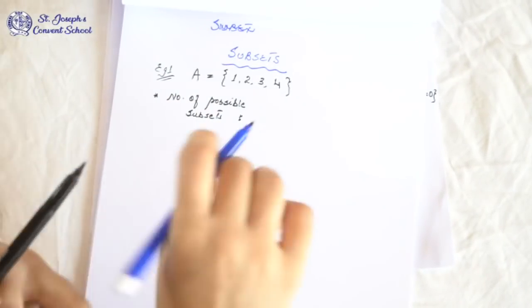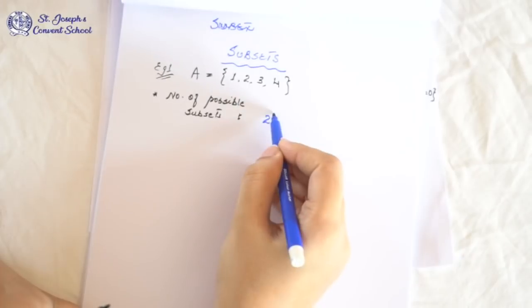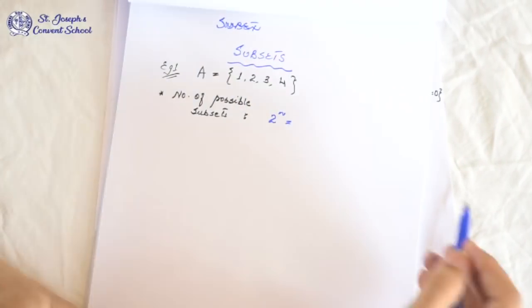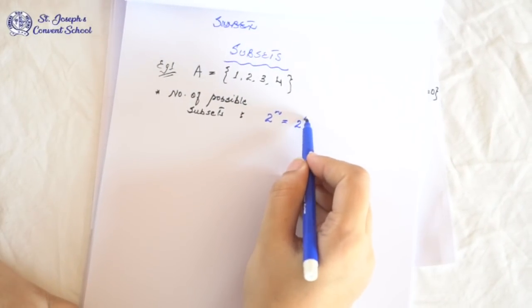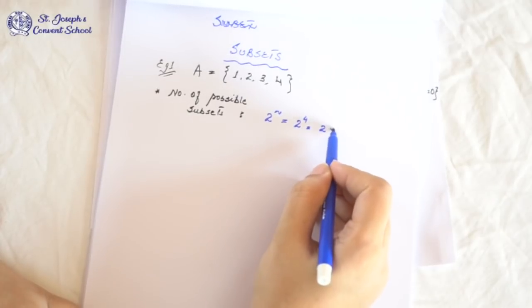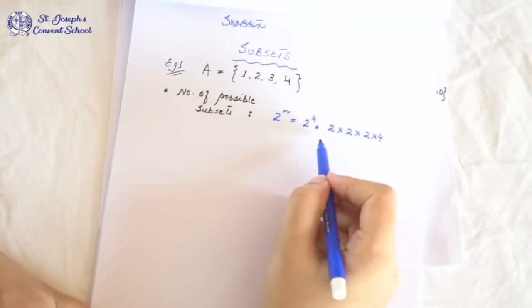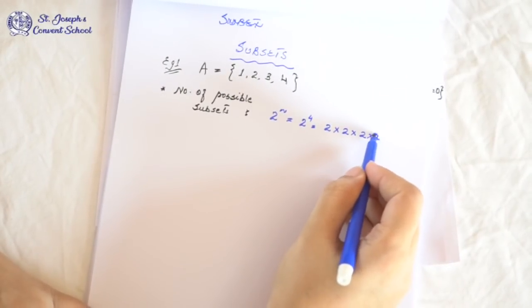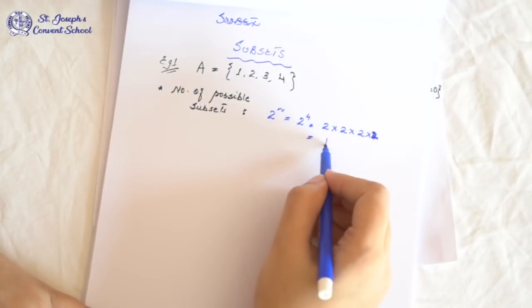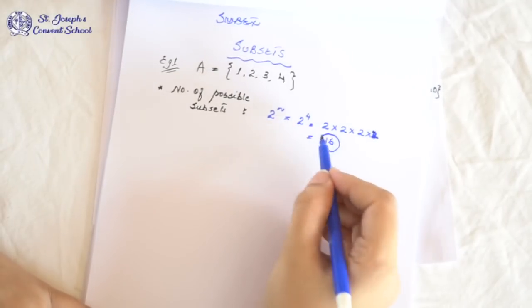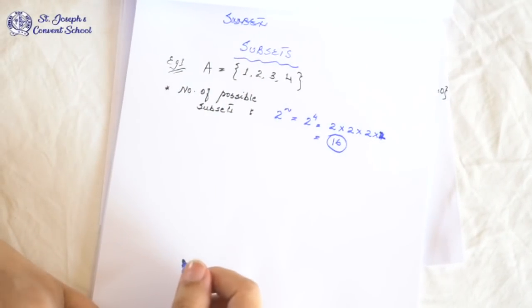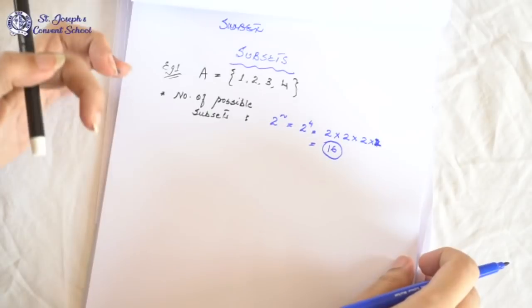There is a formula for finding it: 2 power n, where n means the number of elements. There are 4 elements, so you multiply 2 four times: 2, 2, 2, 2. So it is equal to 16. So there are 16 possible subsets. Okay, let's make the subsets.